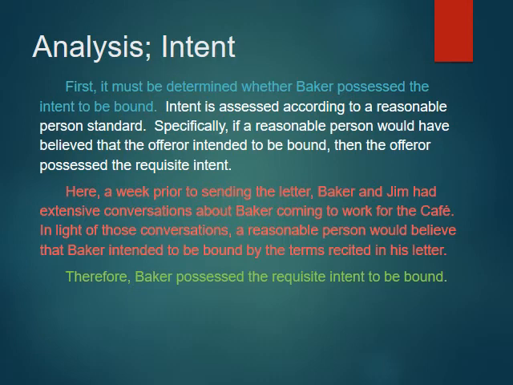It must be determined whether Baker possessed the intent to be bound. If I'm the reader and professor, I say, okay, this person identified the right issue, the right element. Let's see what they have to say about it. Then you give a rule. Intent is assessed according to a reasonable person's standard. Specifically, if a reasonable person would have believed the offeror intended to be bound, then the offeror possessed the requisite intent. What is that? A rule statement.